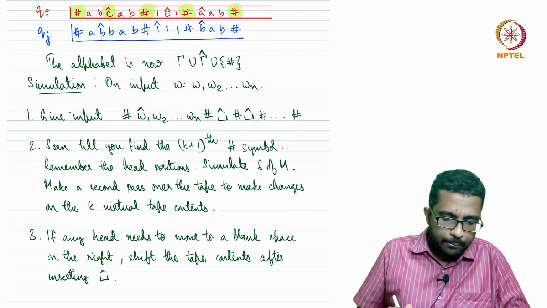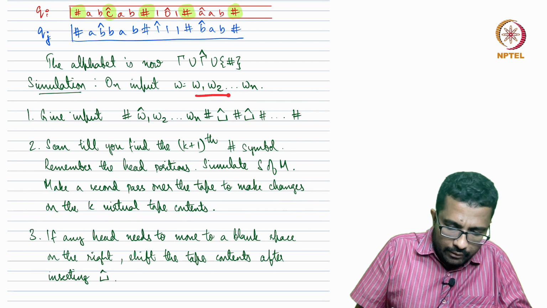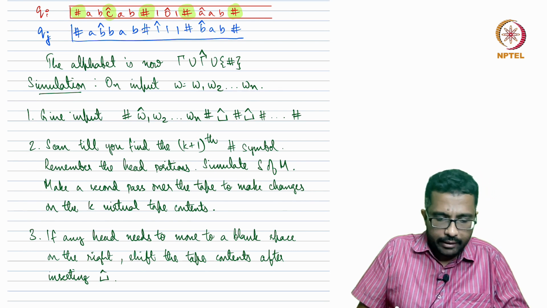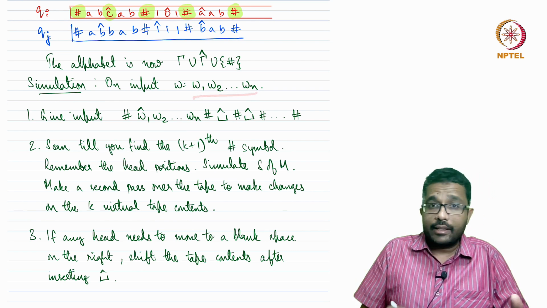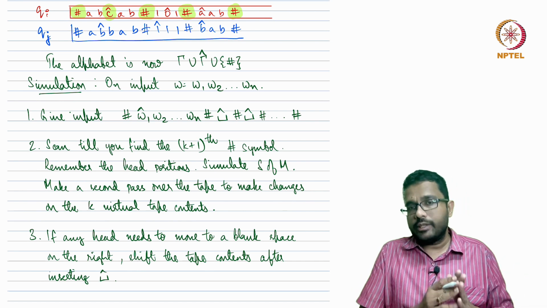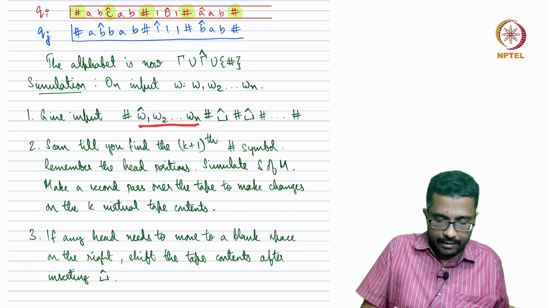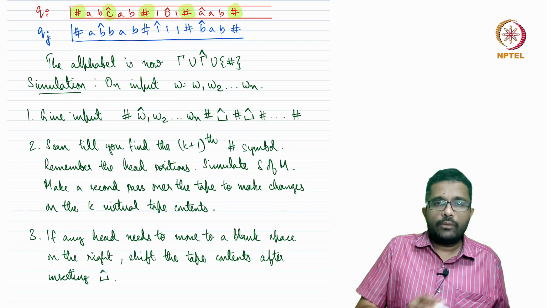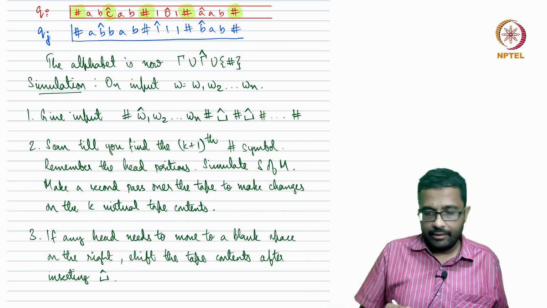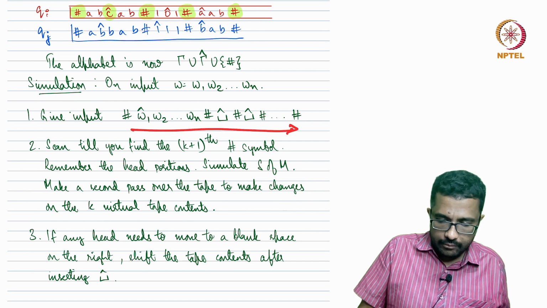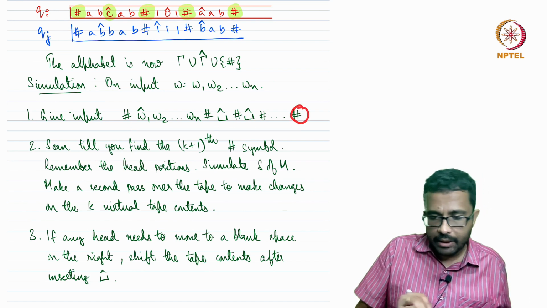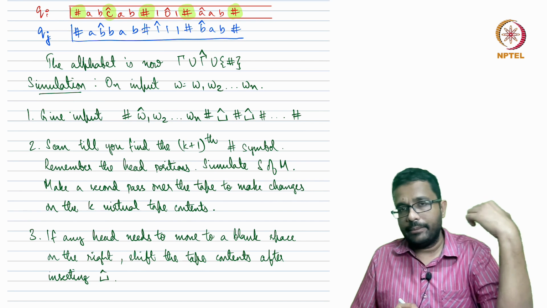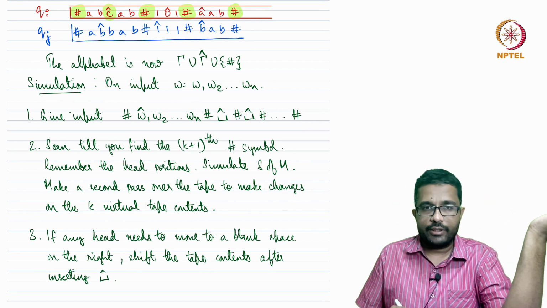This is again the same thing I have written here. Originally, if the input is W1 to Wn, the starting configuration is that the entire input is in the first tape, between the first and second hash, and every other tape is blank. Now you scan it from left to right. You have k tapes, so the k plus 1 hash symbol indicates the end of the tapes. You remember the head positions.